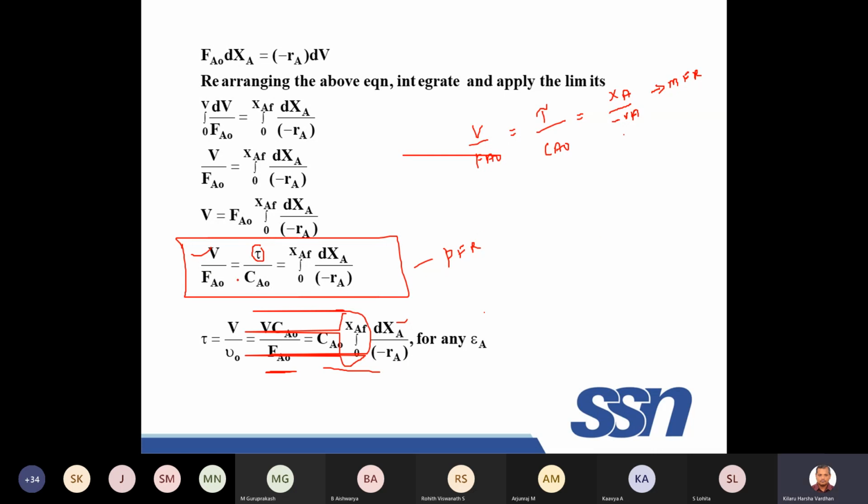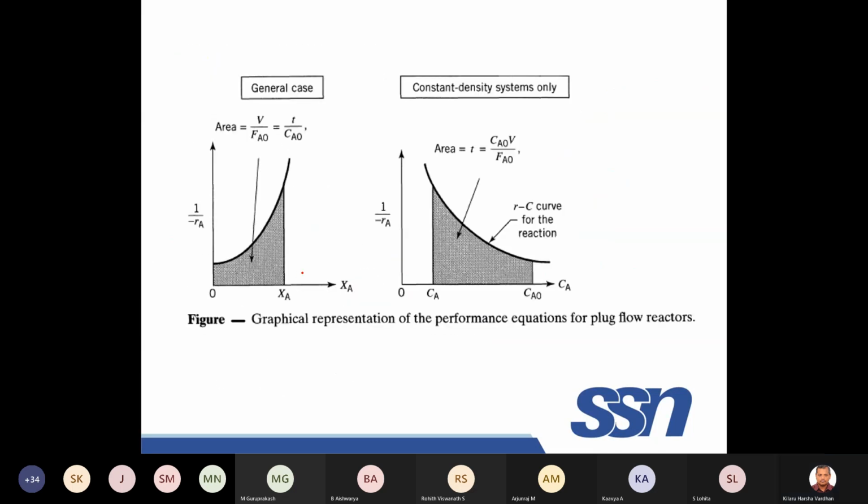So again, if you want to calculate the volume of a reactor or tau of a reactor, you draw a graph of minus 1 by RA versus XA, with minus 1 by RA on the y-axis and XA on the x-axis. Since the integral is there, your curve will go like this. The area under the curve will give you either V, that is the volume, or tau. That is what I'll show you here.